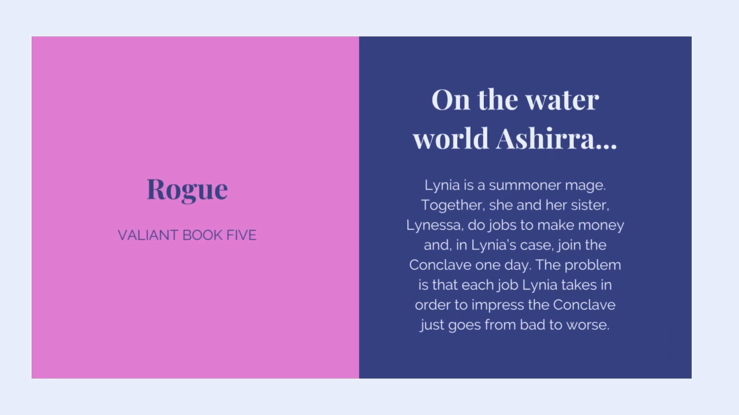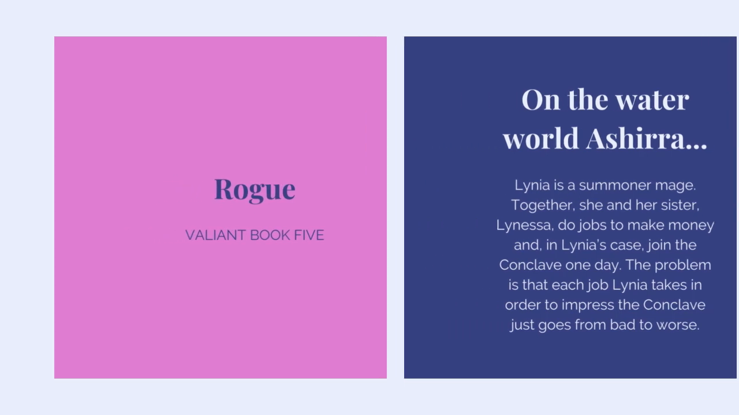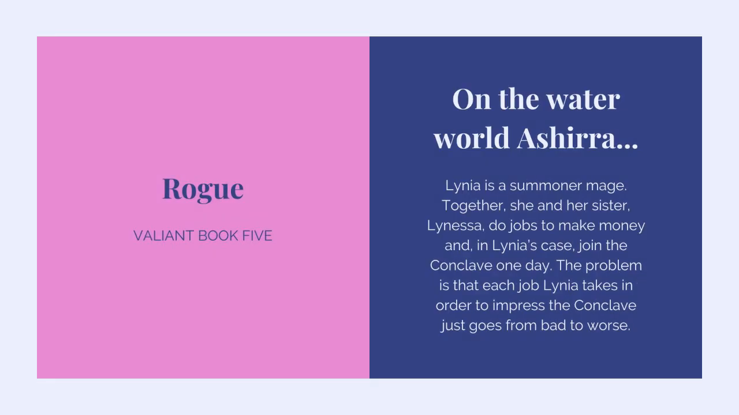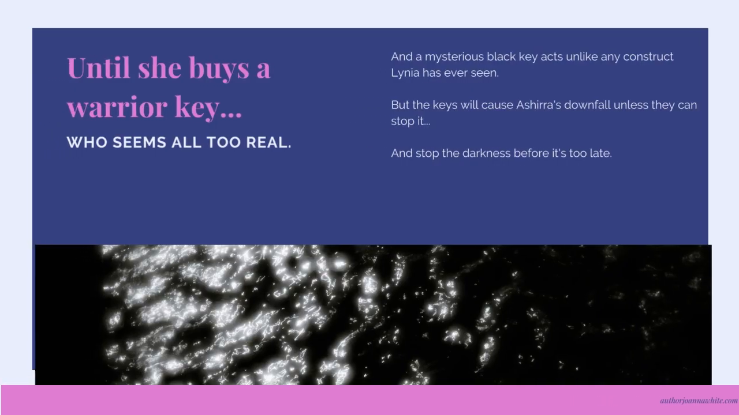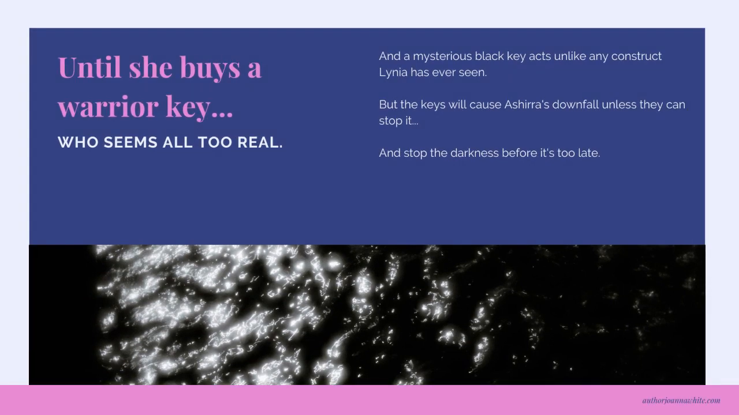Rogue Valiant, Book 5. On the water world of Ashira, Linnea is a summoner mage. Together, she and her sister, Linessa, do jobs to make money, and in Linnea's case, join the Conclave one day. The problem is that each job Linnea takes in order to impress the Conclave goes from bad to worse, until she buys a warrior key who seems all too real. And a mysterious black key acts unlike any construct Linnea has ever seen. But the keys will cause Ashira's downfall unless they can stop it and stop the darkness before it's too late.